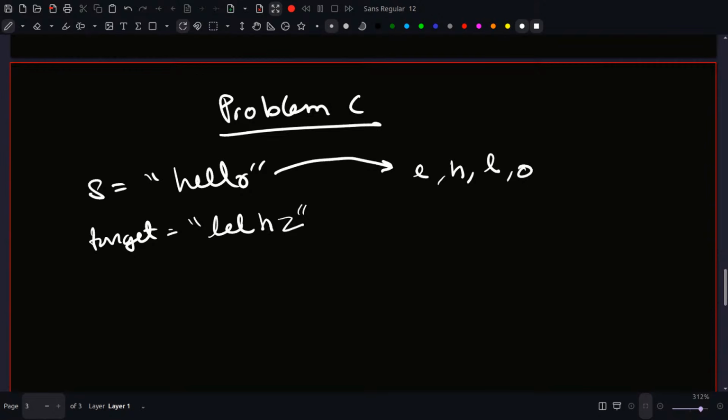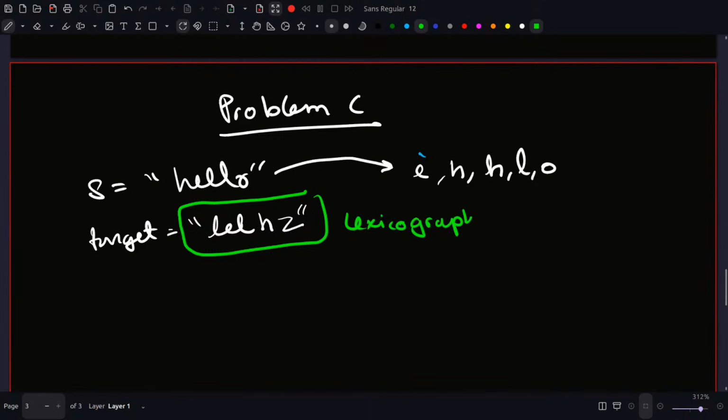So basically, just keep this in mind: the characters in S don't really matter since we're rearranging them anyway. We can sort S if we want, or do whatever we want with S, because the order doesn't matter. But basically, we just want to find the smallest one which is lexicographically larger than this target.